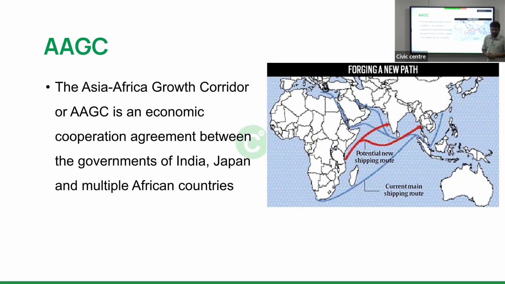Asia-Africa Growth Corridor. It's an initiative of India and Japan in order to promote trade with different nations of Africa. You should remember, it's a joint initiative of Japan and India. When Shinzo Abe was Prime Minister of Japan, there was good rapport between Prime Minister Modi and Shinzo Abe. So they tried to promote this one. I think you might be aware he was assassinated.